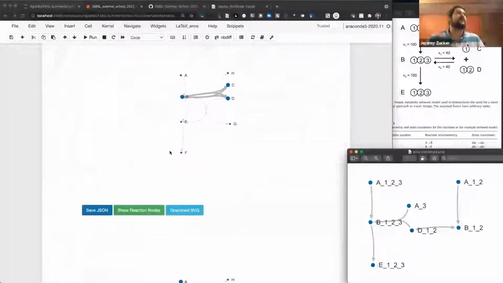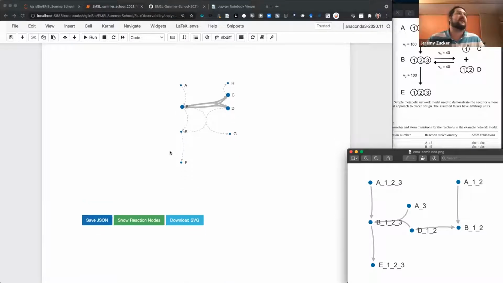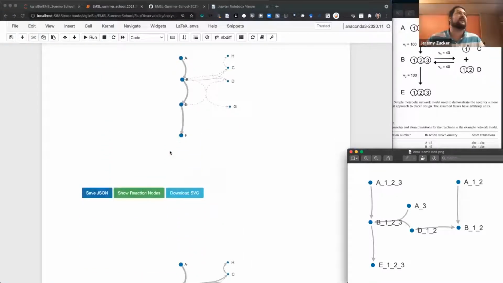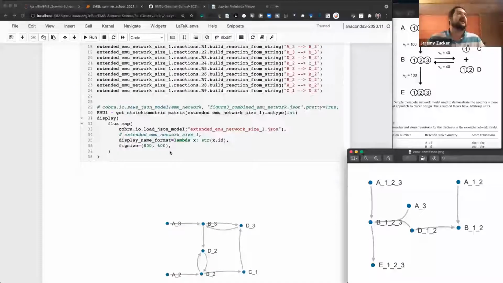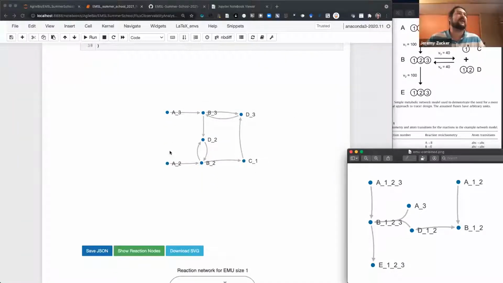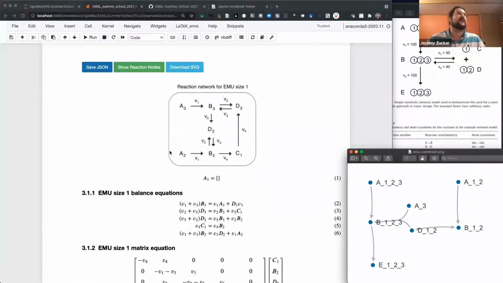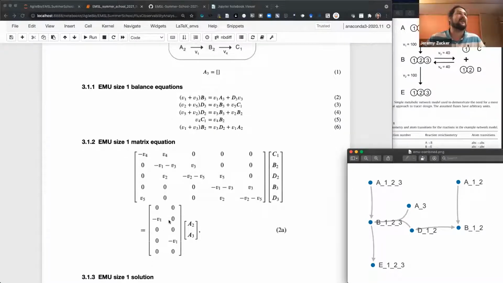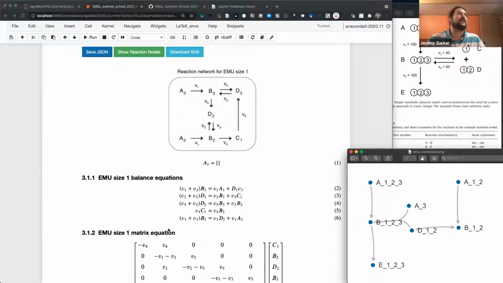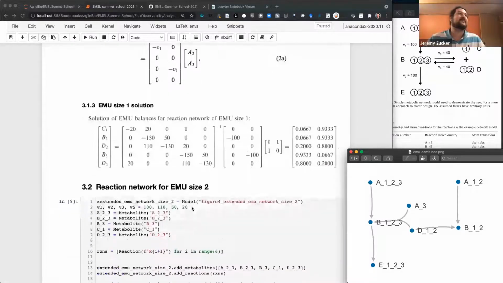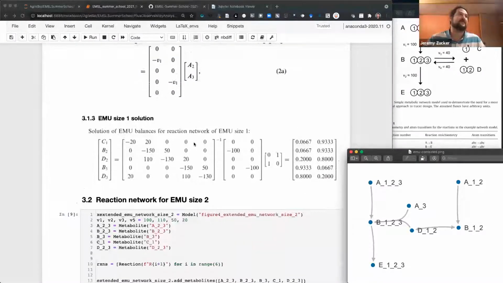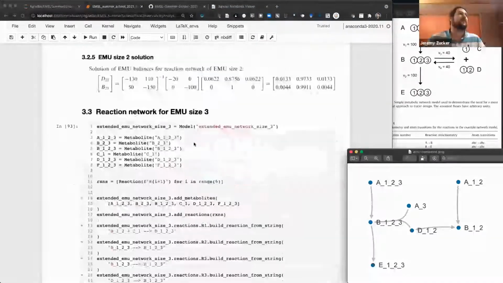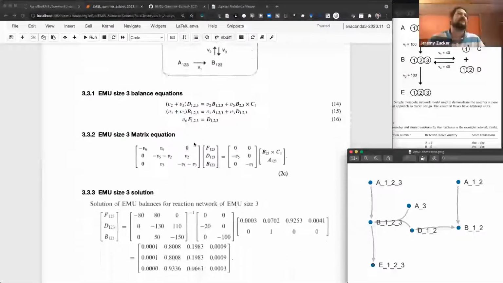I'm not going to go through it too much. I'll just show you the network itself, the elementary modes of the network. And then here's the EMU size 1 network. Here's the reaction network. All these calculations are the same, so you can calculate the balance reactions. So you can solve for the MIDs that are produced by the flux distribution that we showed above. But importantly, and likewise for EMU size 3.